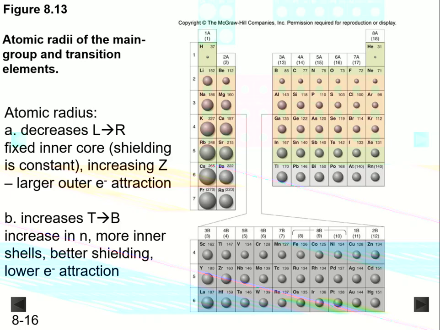Now, when you go across the transition series, you'll actually see that it tends to go down and then rises back up again. It's a little more complex behavior. We're not going to go into that in detail right now.